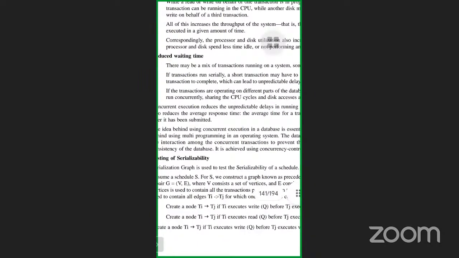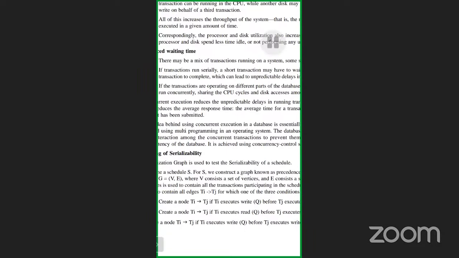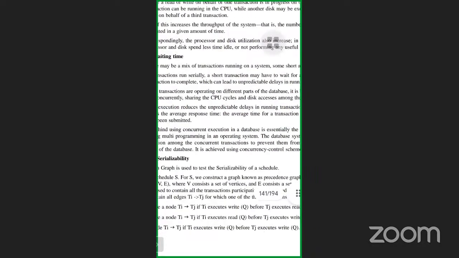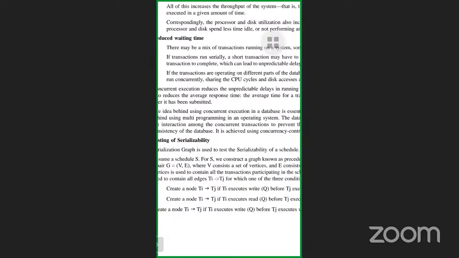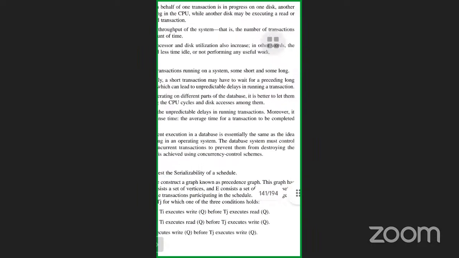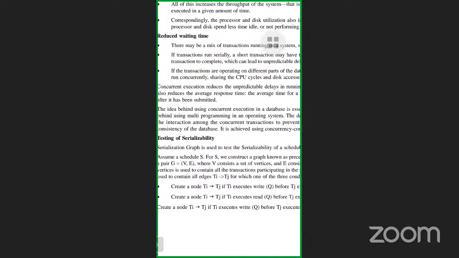So what's happening? There is a small task, there is a long task. The short one also waits for some time for the long transaction, which can lead to unpredictable delays in running transactions. If the transactions are operating on different parts of the database, it is better to let them run concurrently, sharing the CPU cycles and disk access among them.